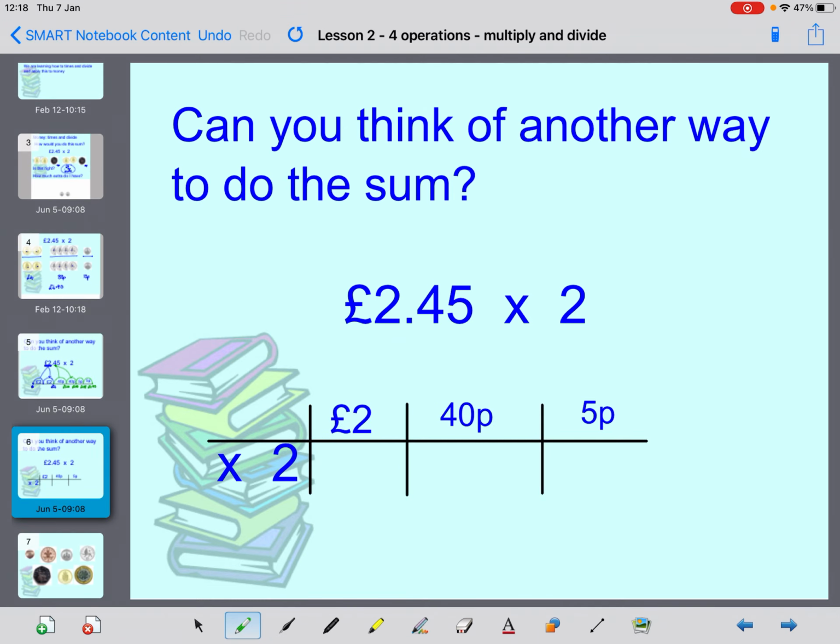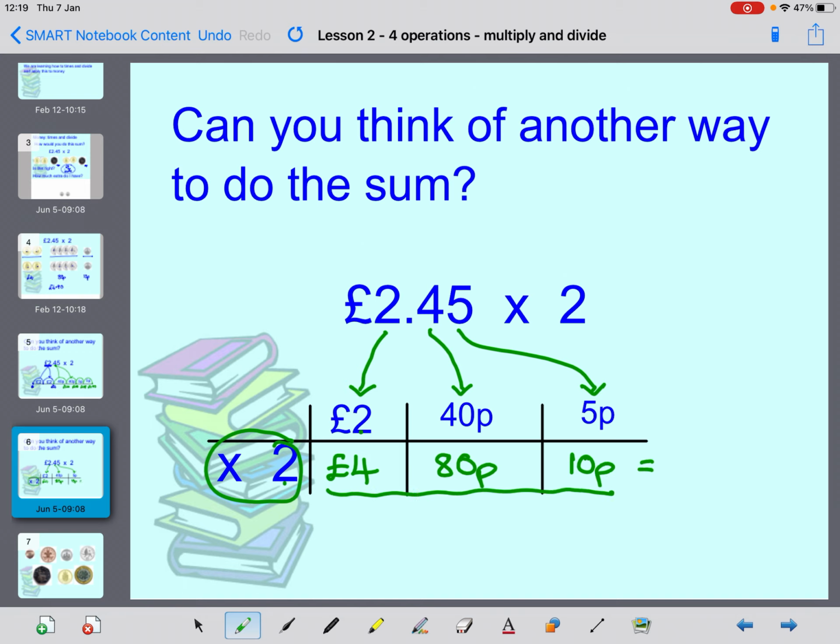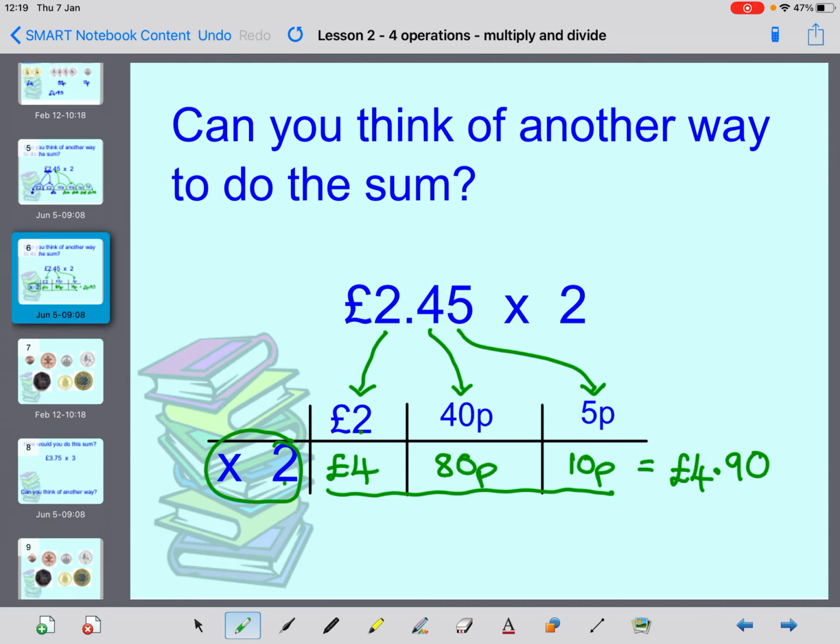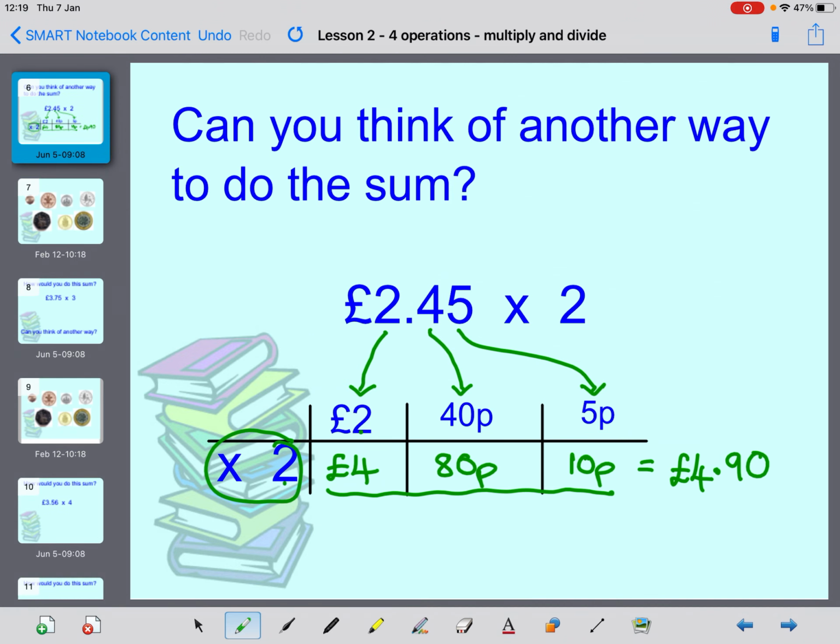Grid method. Some of you might like using this. I like this one. So we have got the £2, the 40p, and the 5p in the table, and they're being multiplied by 2. So you need to know your 2 times table. 2 times 2, £4. 2 times 4 is 8, so 2 times 40 is 80 pence. 2 times 5 makes 10p. And if I add these together, I get £4.90. So a few different ways for you to work out that one there.